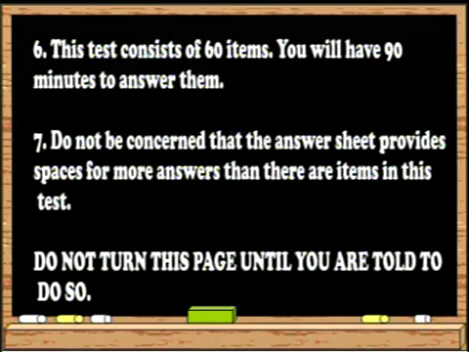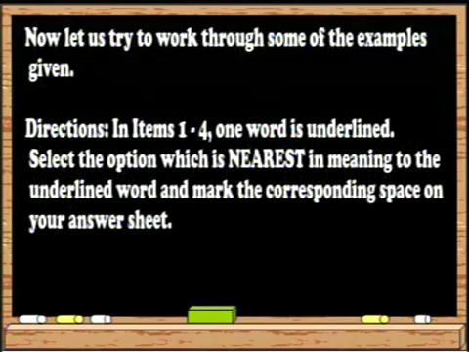As we said before, this test consists of 60 items. You will have 90 minutes to answer them. Do not be concerned that the answer sheet provides spaces for more answers than there are items in this test. Now, let us try to work through some of the examples given. In items 1 to 4, one word is underlined. Select the option which is nearest in meaning to the underlined word and mark the corresponding space on your answer sheet.